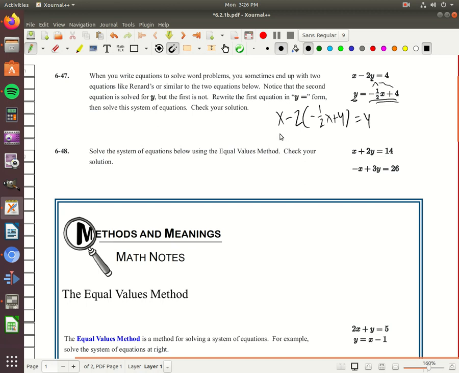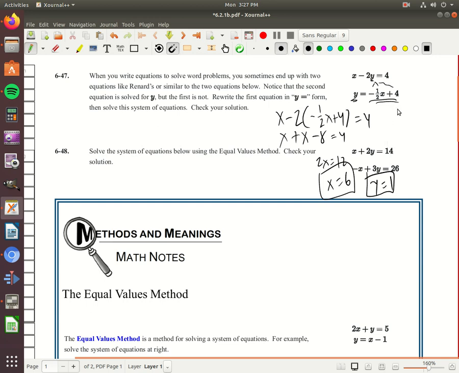Now I can solve. If I distribute a negative 2, a negative times a negative is positive. Half of 2 is 1. So I get plus 1x, right? Minus 8 equals 4. I add 8, I get 2x equals 12. So x equals 6. And now I can substitute that in here. If x equals 6, half of 6 is 3, and negative is negative 3 plus 4 is 1. So y is 1. And then I'll just check this to see if 6 minus 2 equals 4, and it does. So there we go.